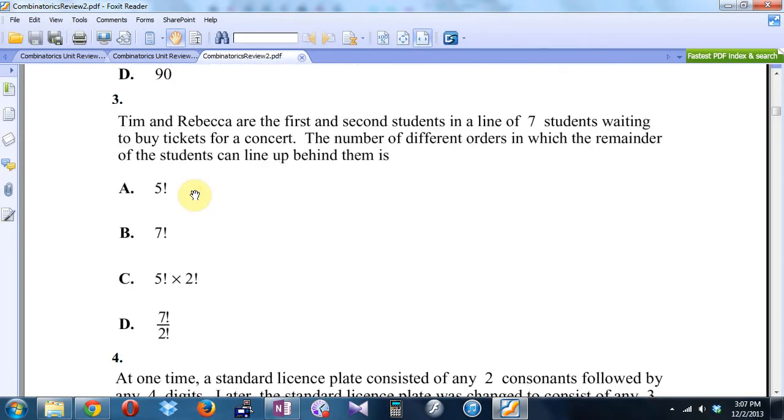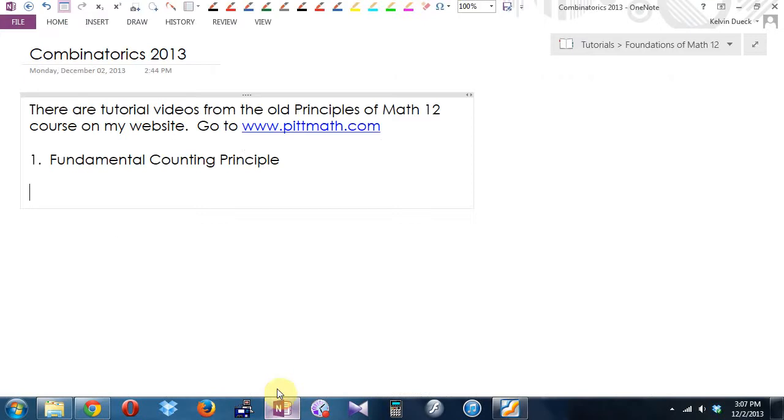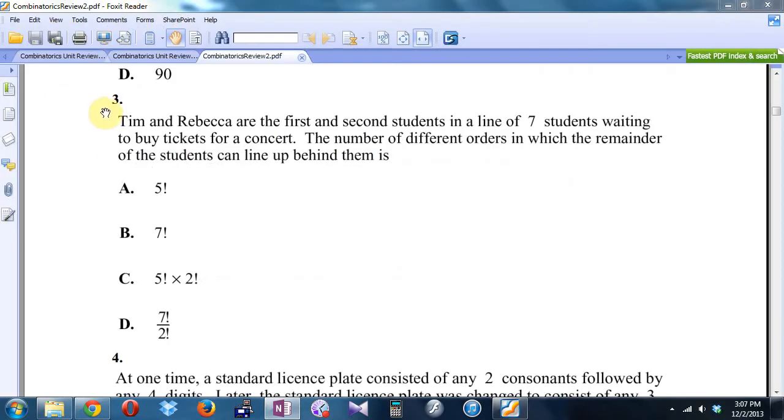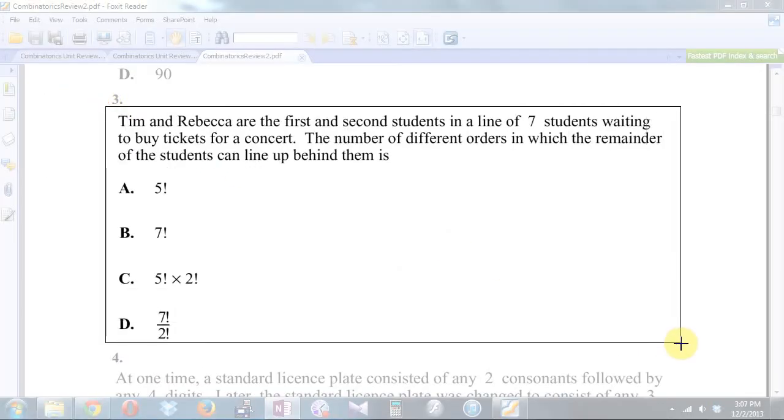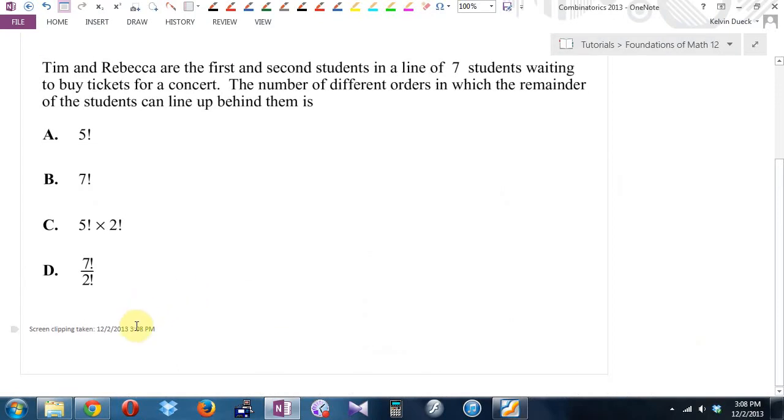Something like this. Tim and Rebecca are the first and second students in a line of 7 students waiting to buy tickets for a concert. The number of different ways that the remaining students can line up behind them is, okay. This is the fundamental counting principle. This is also probably going to be a permutation because I'm seeing the number of different ways something can line up. But I would handle this by going, okay, we have the first and second students. So I guess if I look at this here, I have 7 students grand total.